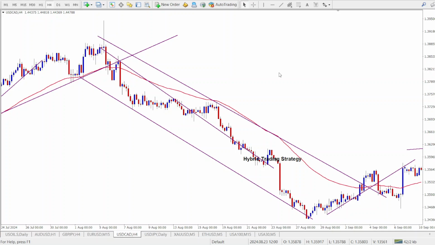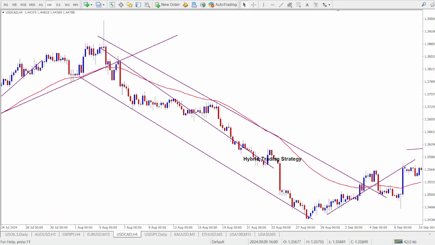Now, a hybrid strategy is versatile. It keeps you grounded by understanding the bigger picture, while also providing the precision needed for short-term moves. So by using both approaches, you are not limited to just one perspective. So you get the point. You're trading with a well-rounded edge, and it's very important. So there you have it. This video is a simple guide to the hybrid trading strategy.